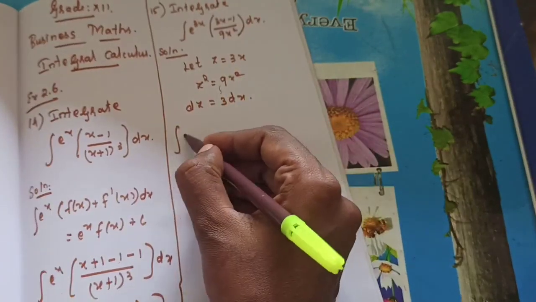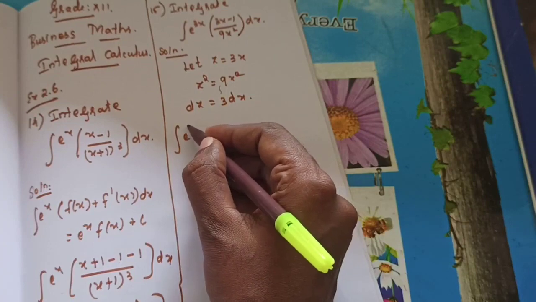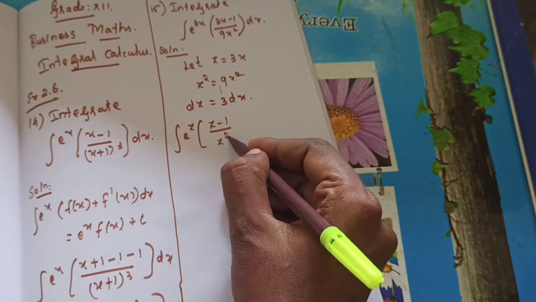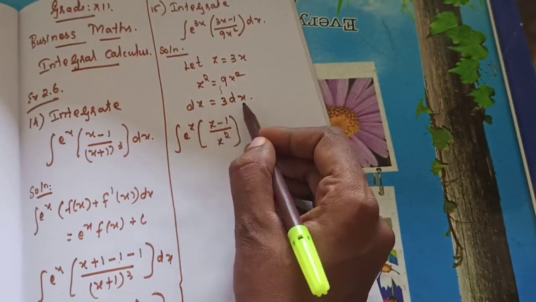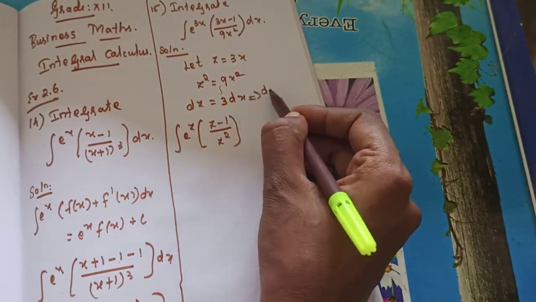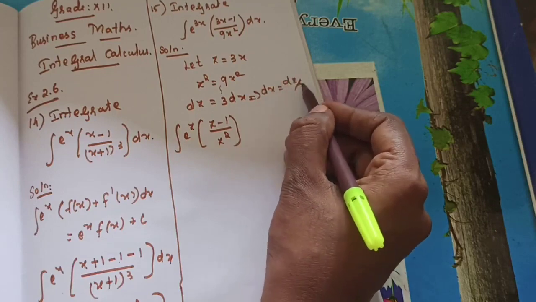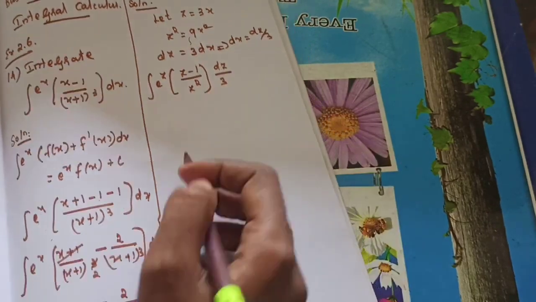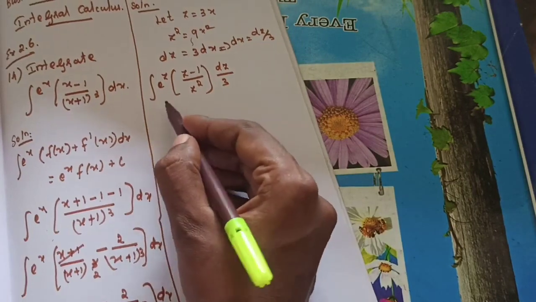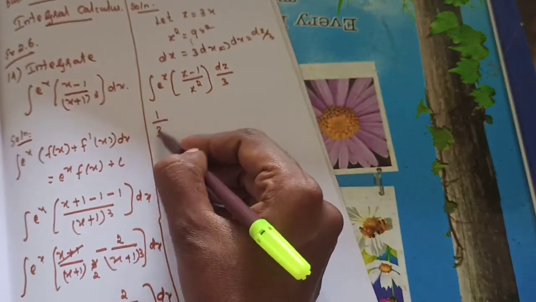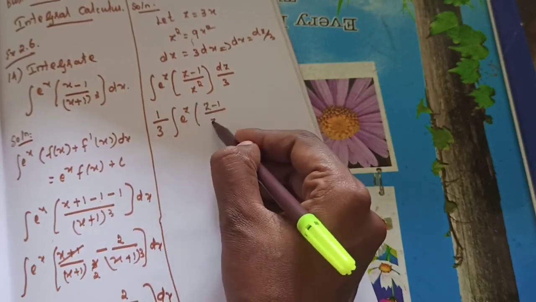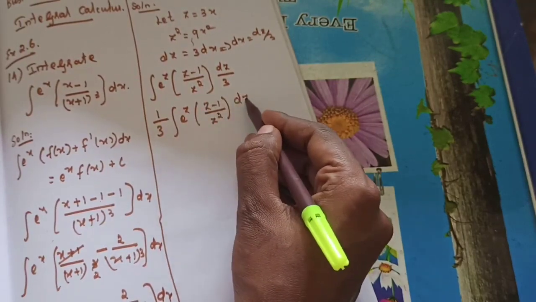That is integration of e power 3x means you will put as e power z into (z minus 1) divided by z square. What's the value for dx here? Dx is equal to dz by 3. Okay. So we substitute here as dz by 3. So that's equal to, what will happen then? Shall we take this 1 by 3 outside? 1 by 3 into e power z into (z minus 1) divided by z square into dz.